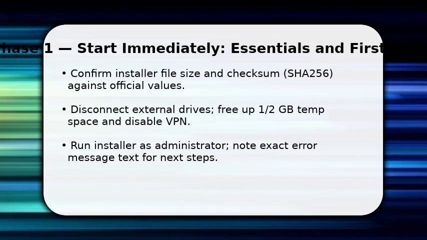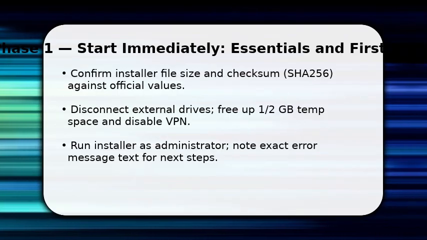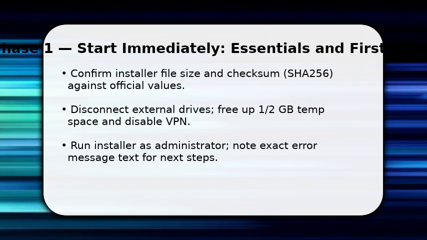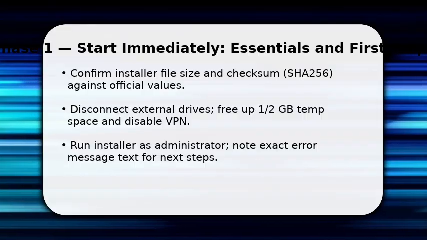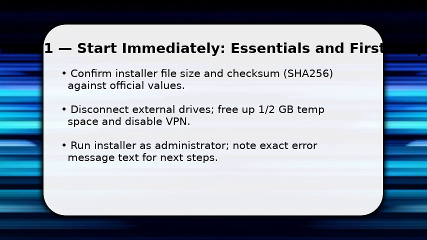You begin by verifying the file integrity. Check the SHA-256 or provided checksum and compare it to the official value so you know the download is intact. Once done, run the installer as administrator to rule out permission issues and disconnect external drives and VPN. These can interfere with checksums. Make sure you free at least 1/2 GB of temp space. If the checksum mismatches, do not proceed. You'll re-download using a different mirror next.